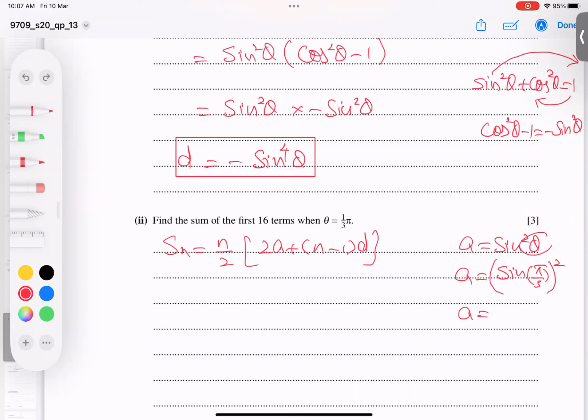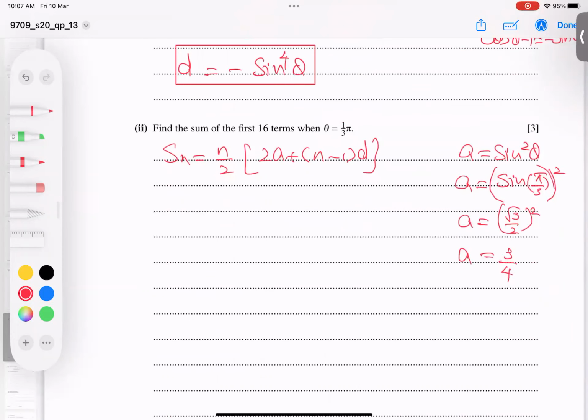And I replaced theta by pi by 3. And pi by 3 is 60 degrees. Sine 60 is root 3 by 2. And if you take the square of that, it will give you 3 over 4. The first term is 3 over 4. No need to show the full working. You can type in the calculator, but you must know how to type. Okay, so this is clear.